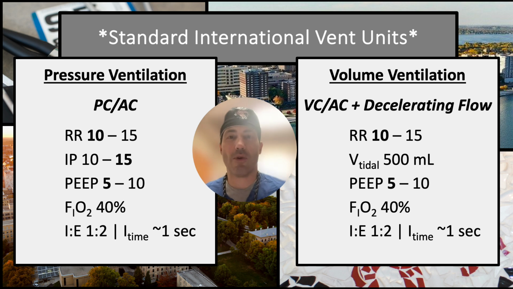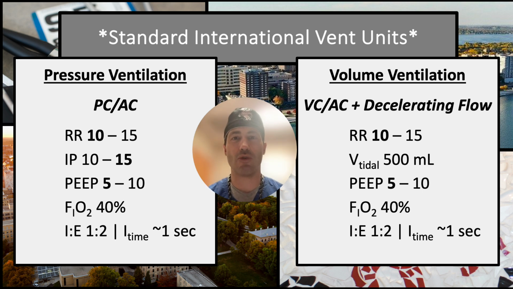As a framework for adjusting the ventilation, it's always good to have a starting point to work from. I always call these standard international ventilator units. In pressure ventilation, we normally start with a rate of 10 to 15 and a pressure of 10 to 15 in a healthy person over a PEEP of 5 to 10. Now, starting PEEP is a discussion for another talk.